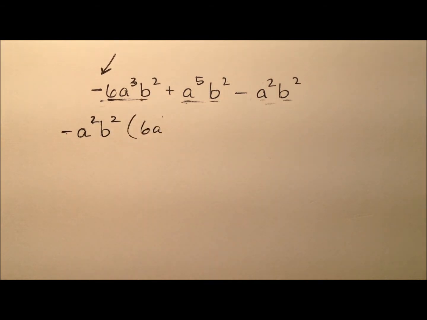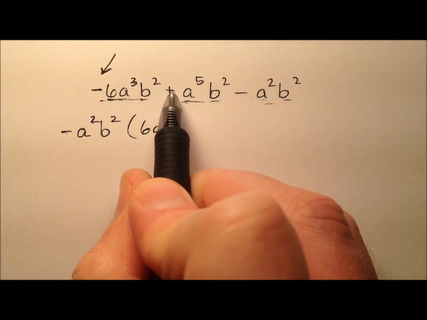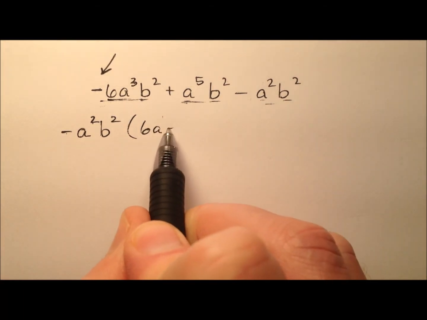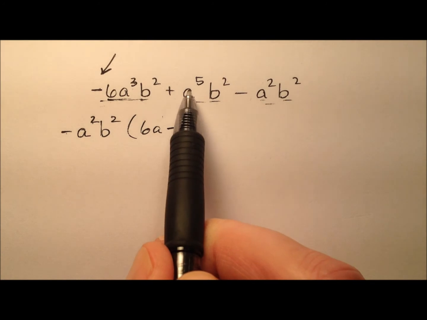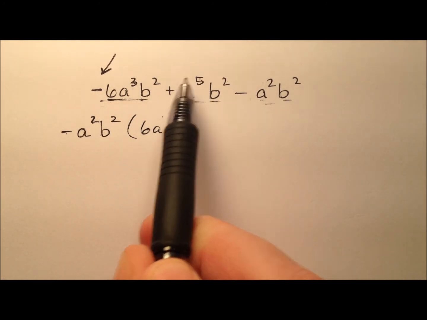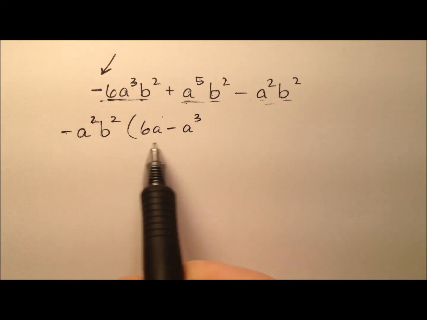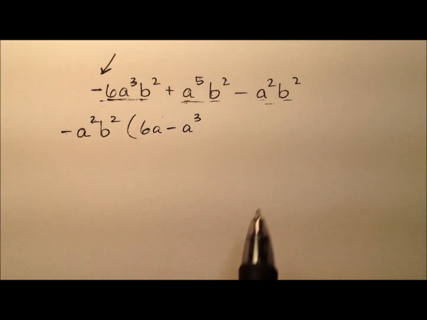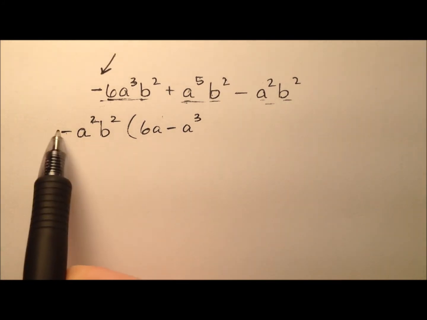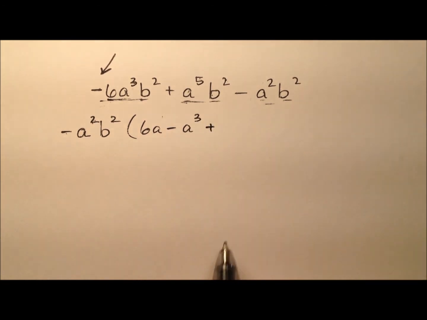And the b squared divided by b squared is just 1, so we can ignore that. Okay, the positive here divided by a negative will make this negative. And the a to the fifth divided by a squared, 5 minus 2 is a cubed. And then b squared divided by b squared is just 1, so we'll leave that alone. Finally, a negative divided by a negative will be a positive.